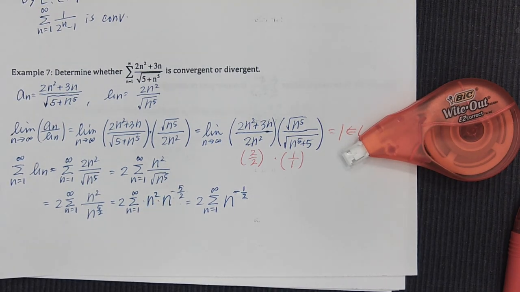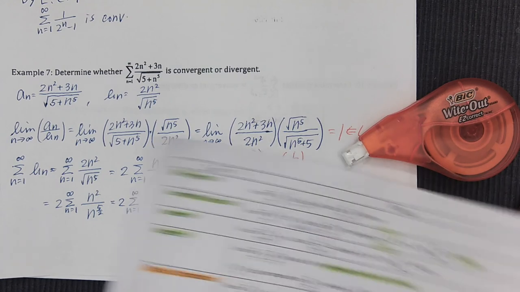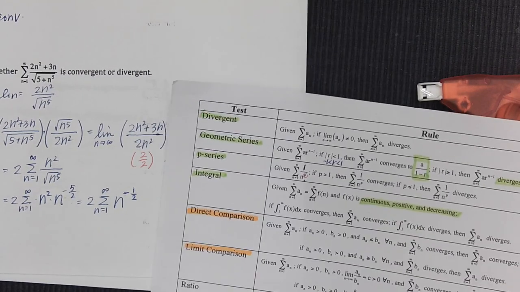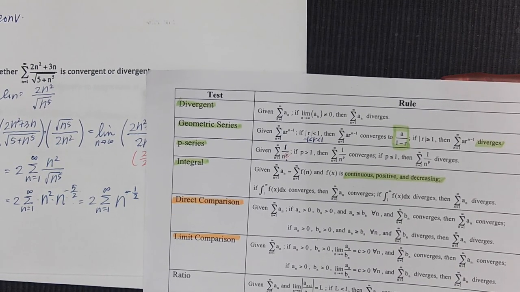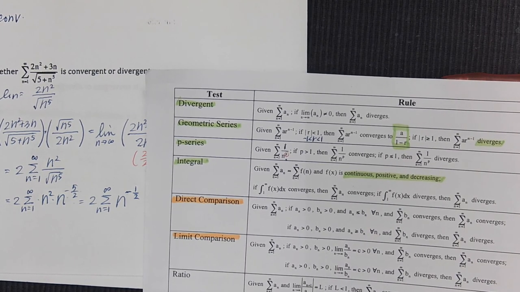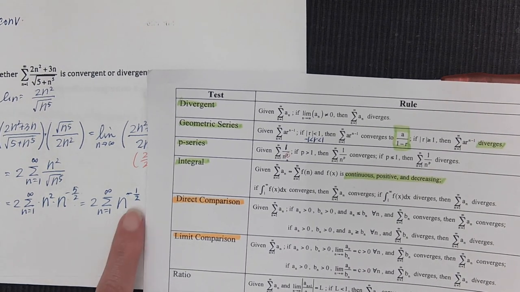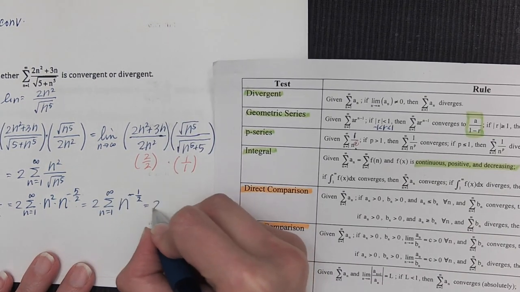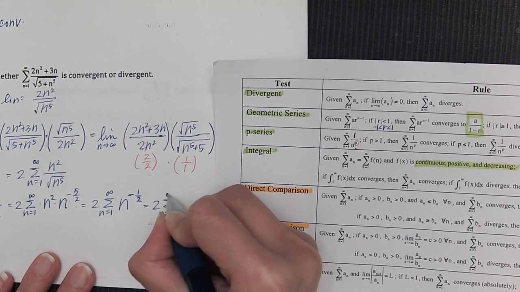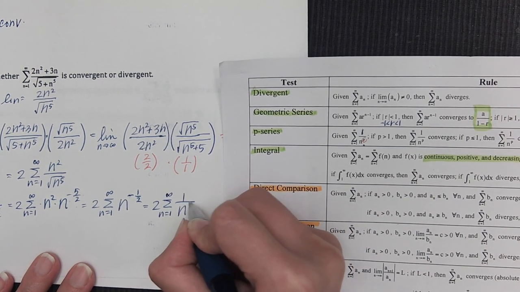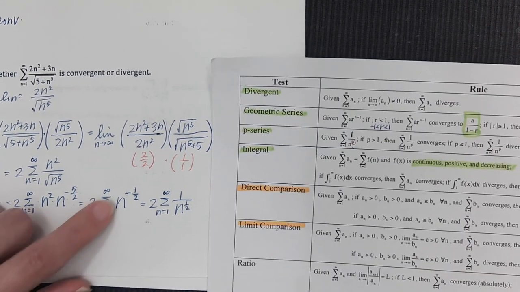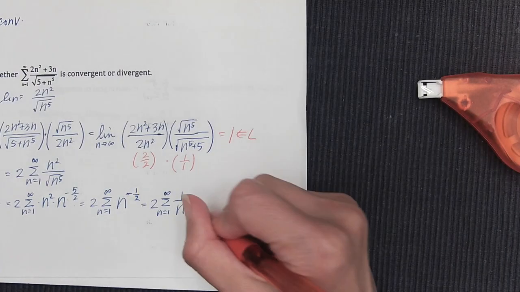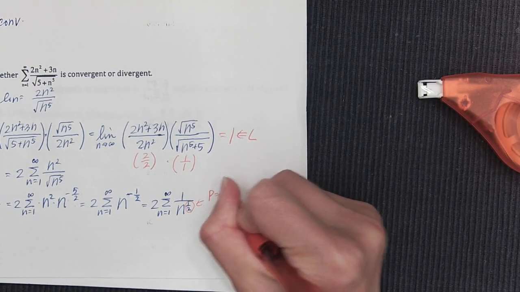Then, finally, what's my rule set? Which one should I use for that part? Oh, the P-series. That's right, P-series. Especially I can bring the exponent down to the denominator: the summation n equal 1 to infinity, 1 over n to the 1 half. If you put the negative, it's the denominator. Oh, here's my P series happening. What's my P? P is 1 half.